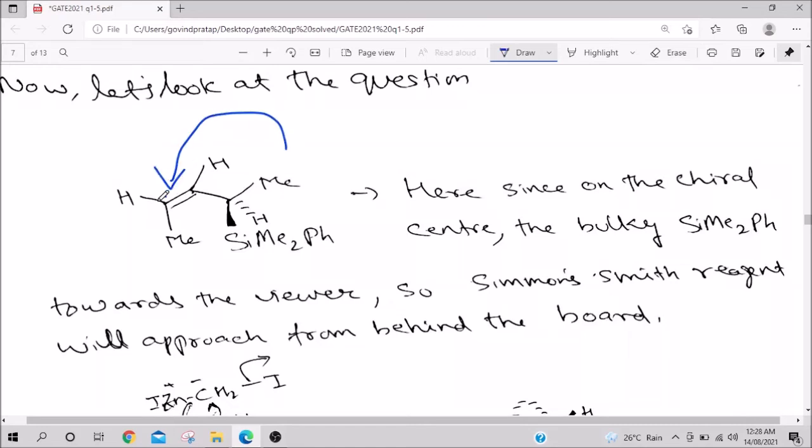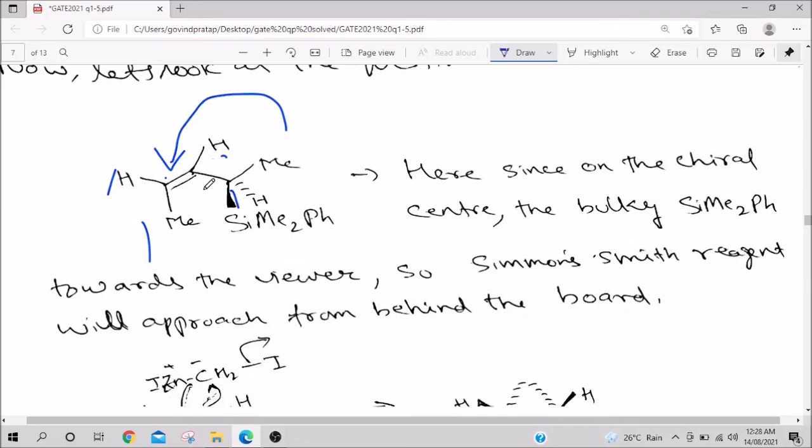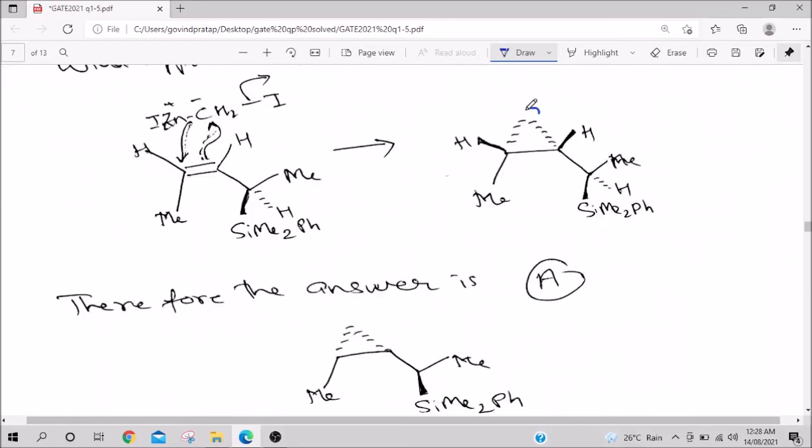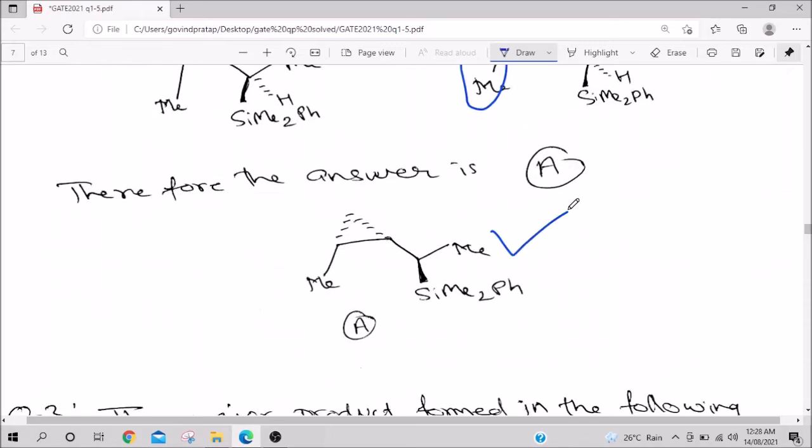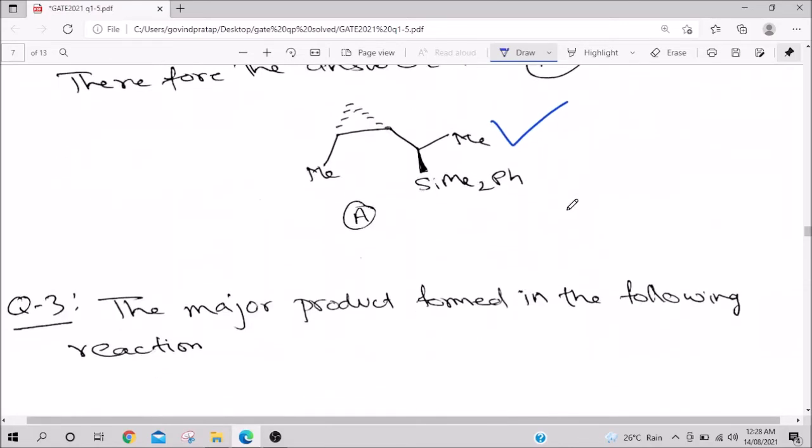So, when it comes from behind the screen, what will happen? It will push this and this outside, this and this outside, and CH2 goes inside. So, that is what happens, CH2 goes inside and the stereochemistry is retained, both hydrogens are still on top and this methyl and this group is down. So, the answer is A, right.